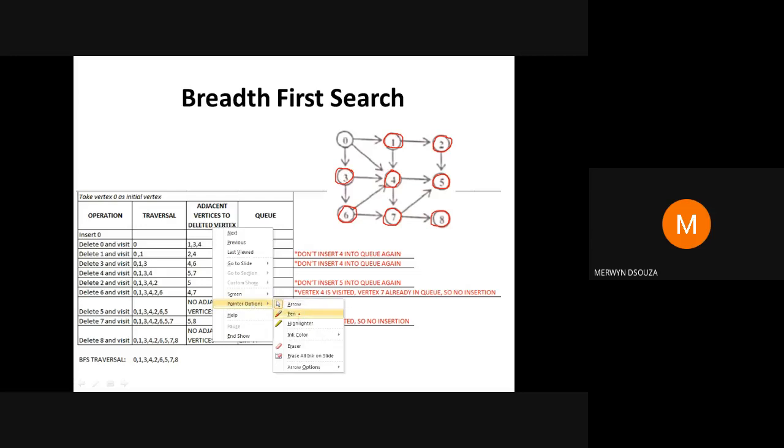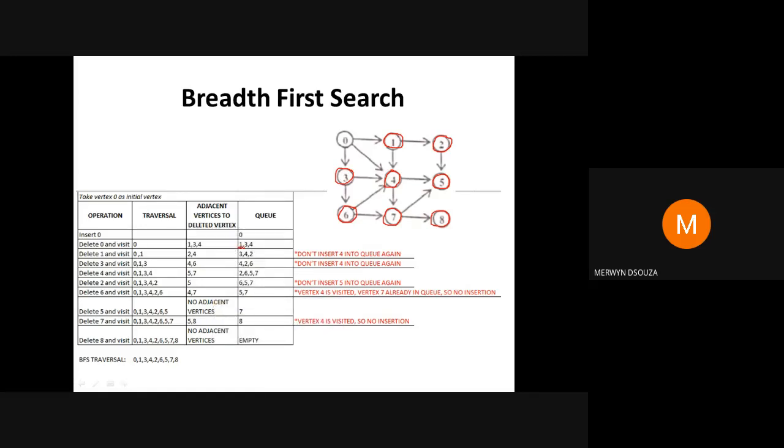First, I delete the first element, this one, 1, and I visit it. What's the meaning of visit? Visit means you put this in the traversal. So I put it here. 0 was already there, so I put 1 also in the traversal.